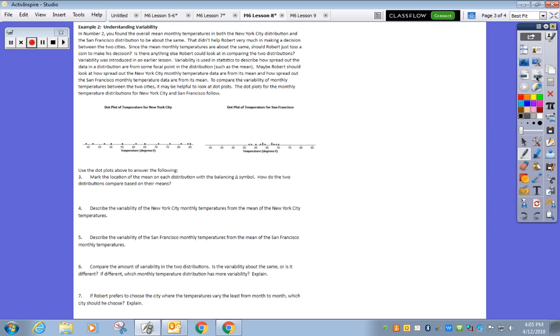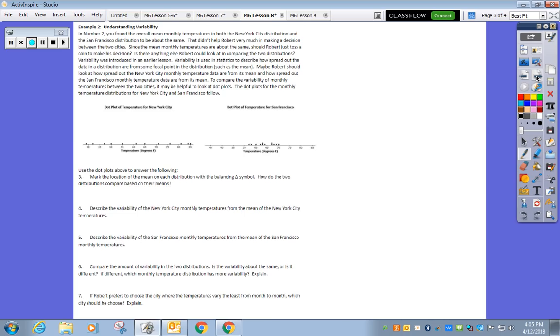Variability was introduced in an earlier lesson. Variability is used in statistics to describe how spread out the data in a distribution are from some focal point in the distribution, such as the mean. Maybe Robert should look at how spread out the New York City monthly temperature data are from its mean and how spread out the San Francisco monthly temperature data are from its mean.